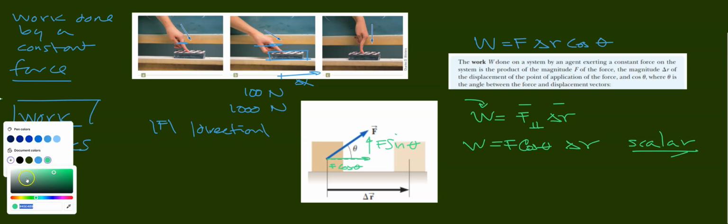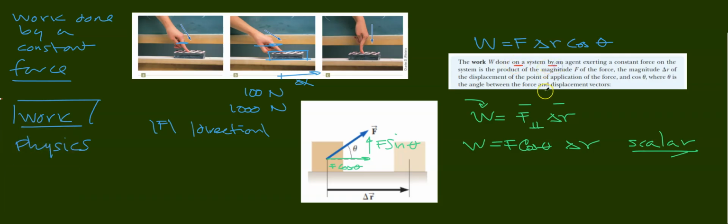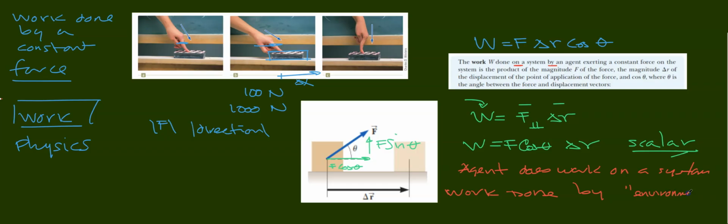Another important aspect of work comes from the definition: the work done on a system by an agent. Just like before when we spoke about forces and we knew that there was an object and an agent, now when we speak about work, it's very important to define what is doing work on what. An agent does work on a system. That's one way to look at it. Another way to express the same is to say work is done by the environment on the system.